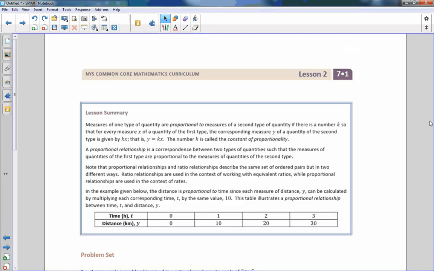That is the end of lesson 2. Go to your problem set.